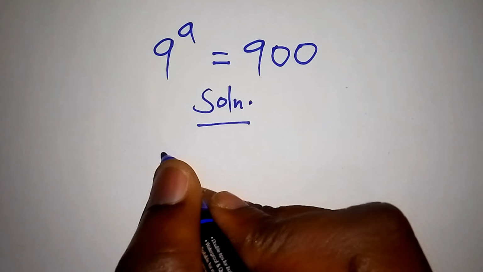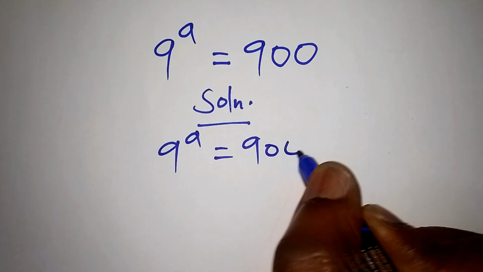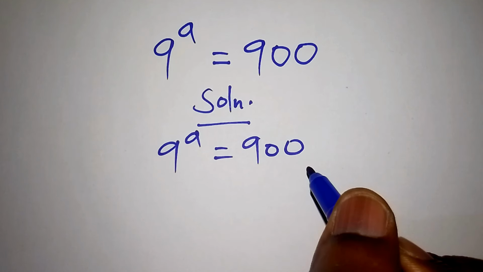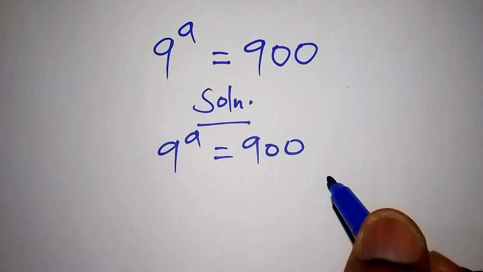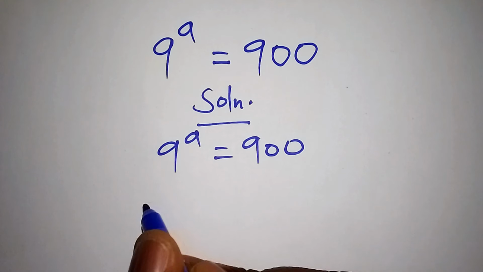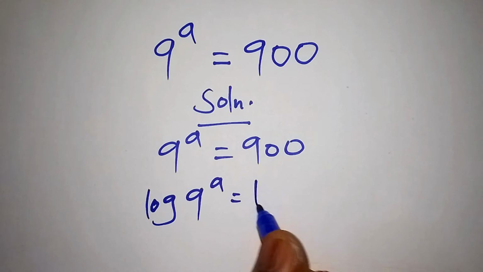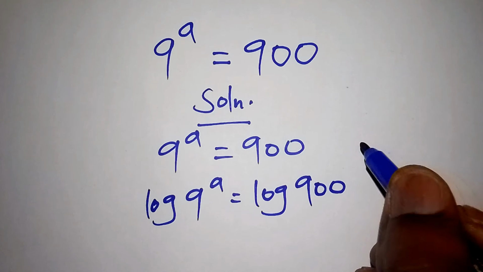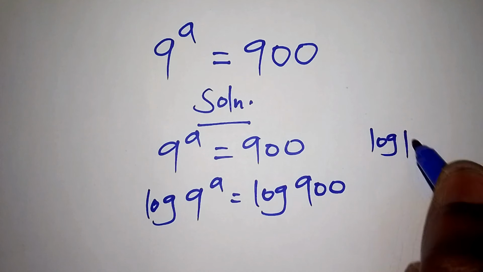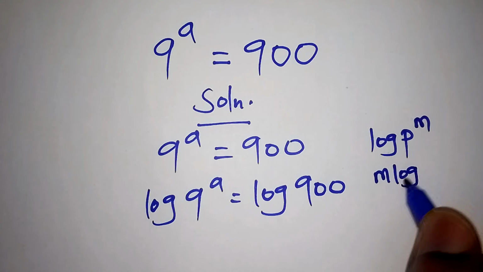On our solution we shall have 9 to the power of a is equal to 900. So we are trying to find the value for a. In order to work it out the correct way, we shall now introduce the log on both sides. So here we shall have the log of 9 to the power of a is equal to the log of 900. From there, when we have the log of p to the power of m, this can also be written as m times the log of p.